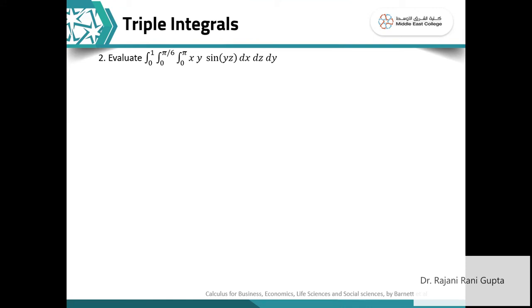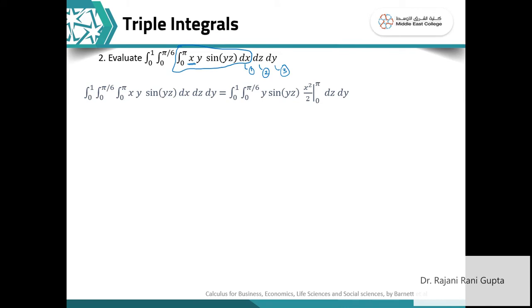Here the order of integration is given to you. First start with x, then z, and then y. So again we have to begin with the innermost integral. Now the innermost integral is with respect to x, and the only function of x is this x. So when you integrate it, what you will get? Integral x square by 2, and limits from 0 to pi. When you replace x by pi and then x by 0, you are left with pi square by 2. Now it is a constant, so you can take it outside the integration, and you are left with this integral.